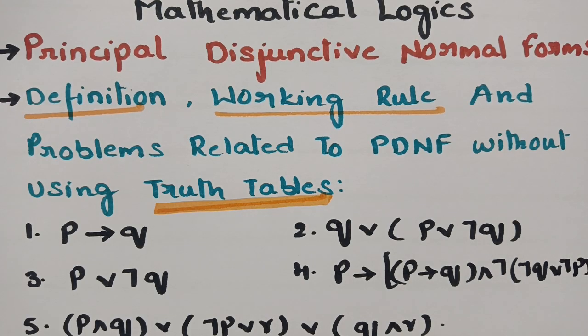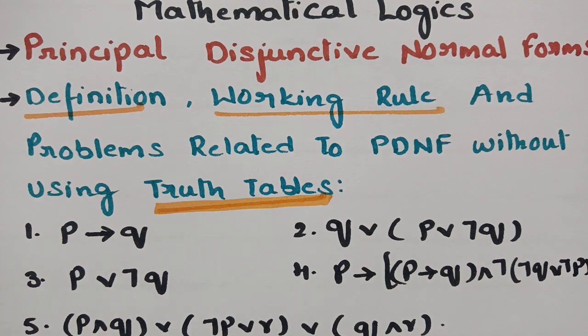Today's topic is principal disjunctive normal forms, and this is from mathematical logic. The problem of yours might be not being able to understand this topic despite trying so hard. I assure you that you will get over it and never fall out of ideas in solving this most important problem if you listen carefully till the end of this video.